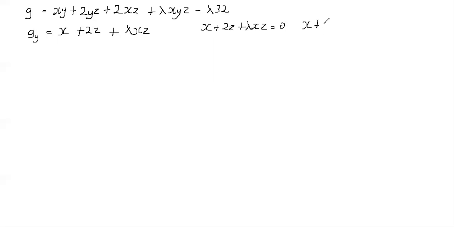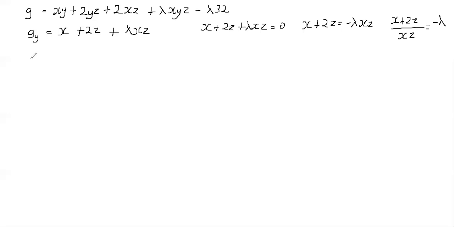So we can write it as x plus 2z plus lambda is equal to, if it goes that side, it will be minus lambda. So what we are going to find, x plus 2z by xz is equal to minus lambda. Let this be equation 2.